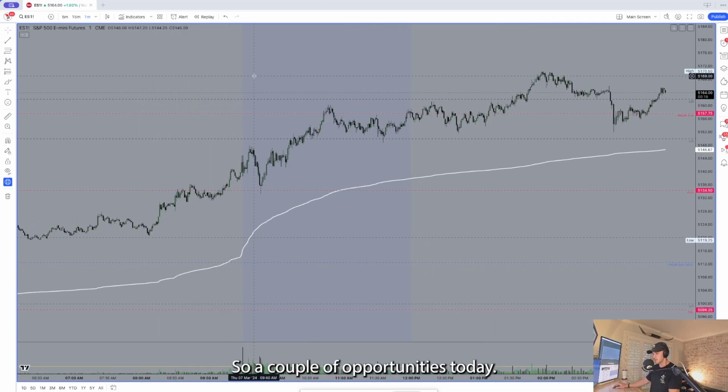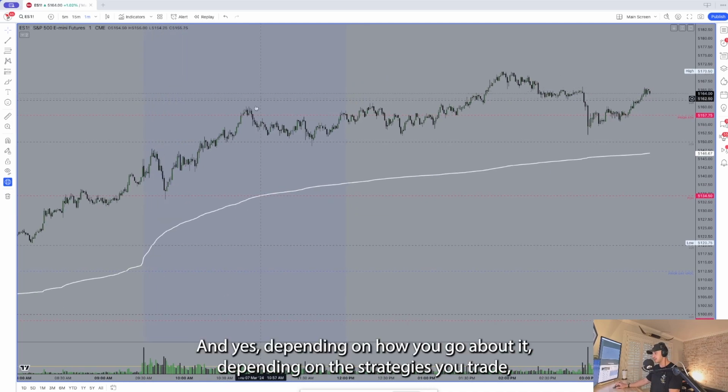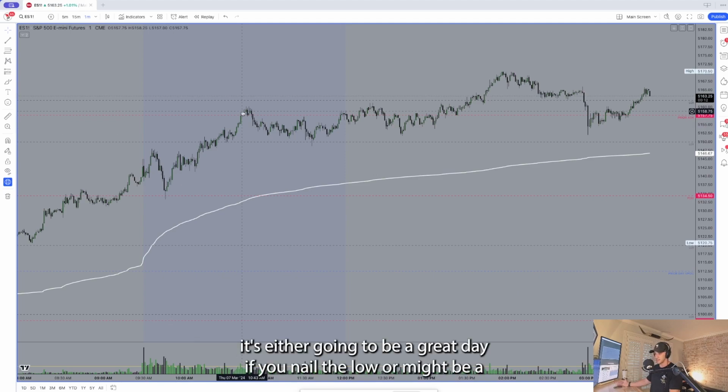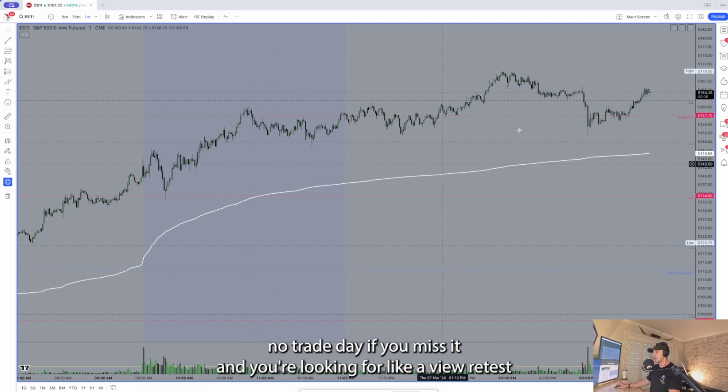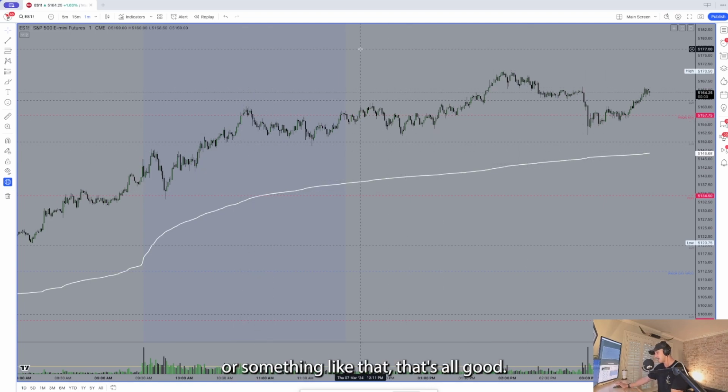So a couple of opportunities today in ES, depending on how you go about it, depending on the strategies you trade. It's either going to be a great day if you nail the low, or it might be a no trade day if you miss it and you're looking for a VWAP retest or something like that. That's all good. That's how it goes sometimes, right?